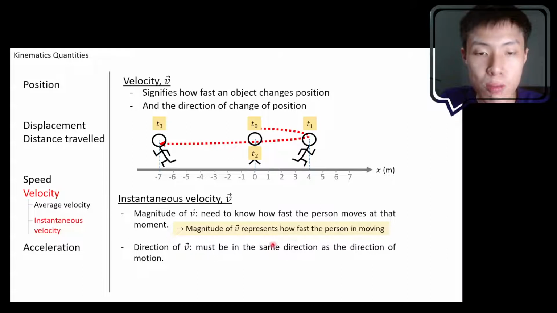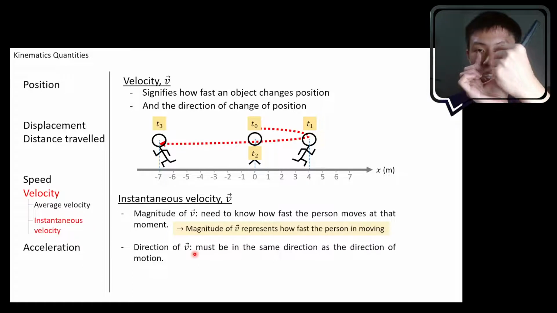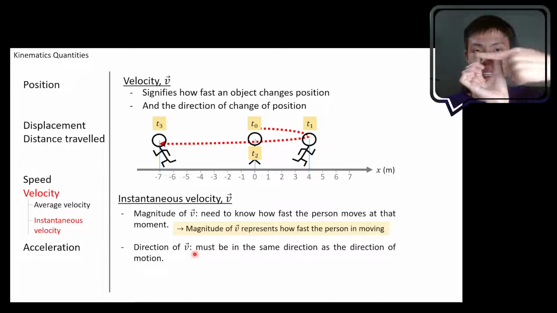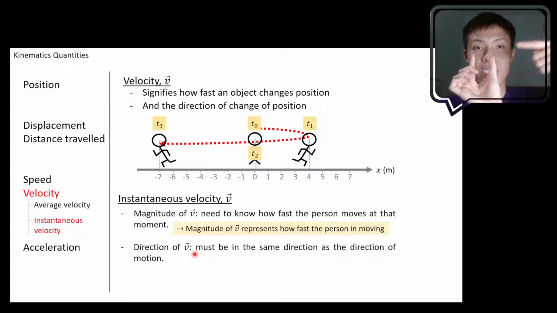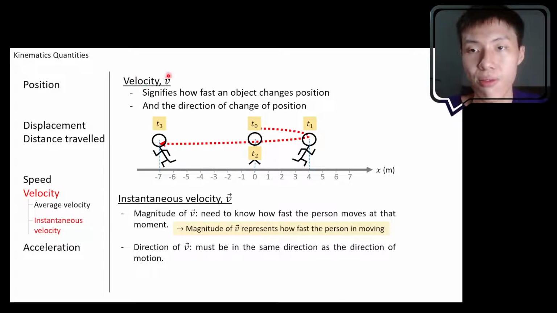Direction of velocity must be in the same direction as the direction of motion. This is what we mentioned quite in detail in the previous video: because it's a short window, you are unable to make complicated changes in path to get from the initial to the final position. So if the path is like this, you should expect the change of position to be exactly the same as the path. So the direction of the velocity vector should be the same as the direction of the motion itself. This is what we say, velocity is in the direction of change of position.